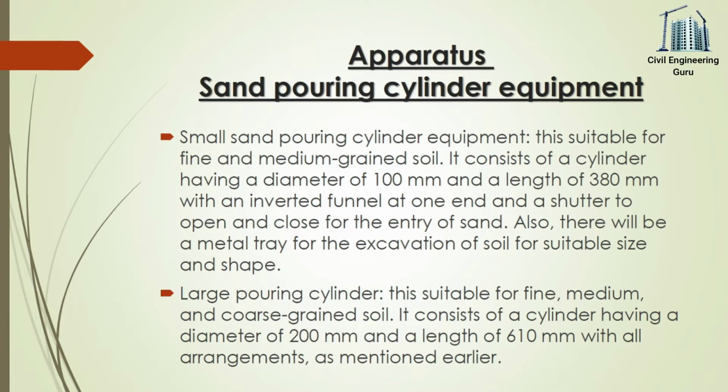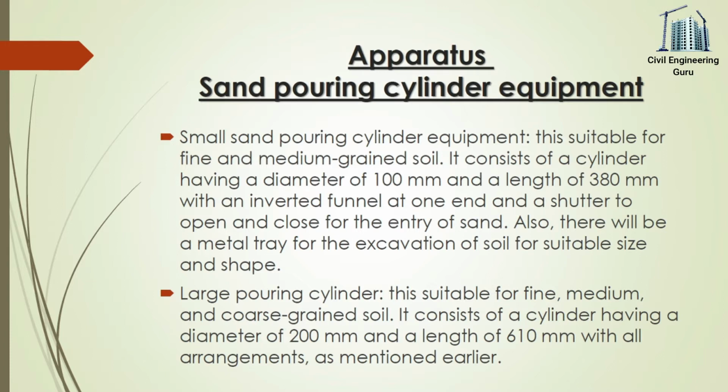Apparatus. Sand pouring cylinder equipment. Small sand pouring cylinder equipment is suitable for fine and medium grained soil. It consists of a cylinder having a diameter of 100 mm and a length of 380 mm, with an inverted funnel at one end and a shutter to open and close for the entry of sand. Also, there will be a metal tray for the excavation of soil, of suitable size and shape.